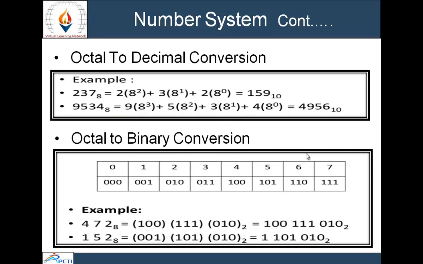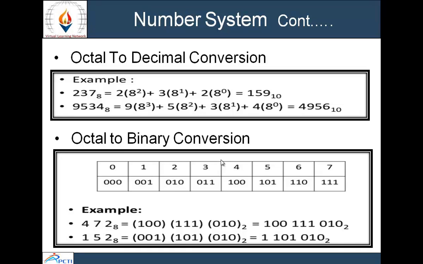Next is octal to decimal conversion. Octal to decimal conversion is almost same as binary to decimal conversion. That is, by showing each digit place as an increasing power of 8, that is 8 raised to power 0, 8 raised to power 1, 8 raised to power 2, and multiply it with the corresponding digits of the number. And after that, we will find out the addition of these 3 digits, and you will get the corresponding decimal number.